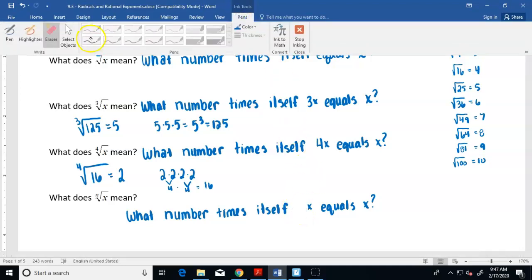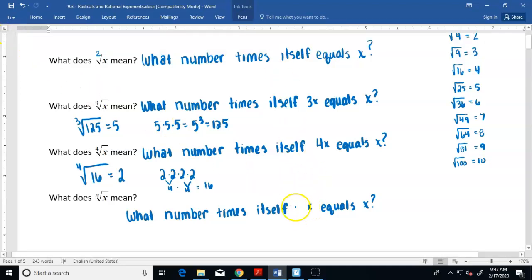It's not working well this morning. Yeah, this is really n times. I'm just being lazy and not writing out times. So what number times itself n times? I should write it out though. So you can have a 6th root, 7th root, 8th root, a 1000th root. You can have a 1.8 root. You're not going to see that, but you could. So you can have all these different roots.